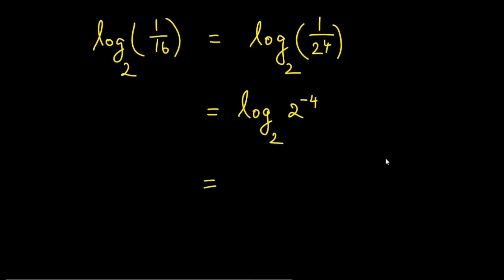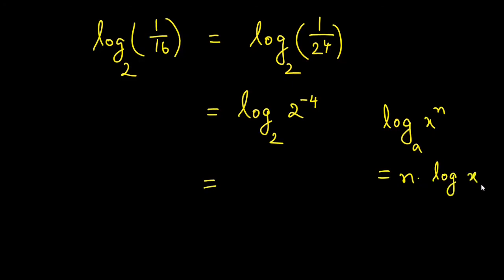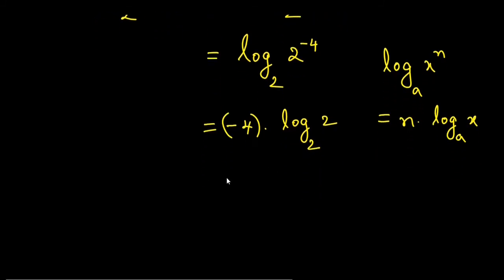Now we will apply the power rule. Log of x power n to the base a is equal to n into log of x to the base a. So this becomes minus 4 into log of 2 to the base 2, and log of 2 to the base 2 is 1. So therefore the value is minus 4.